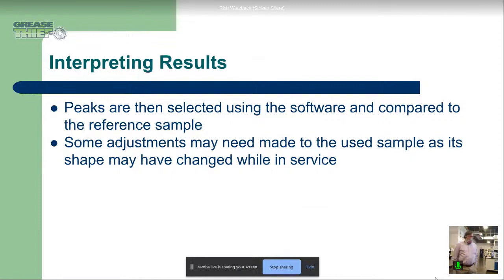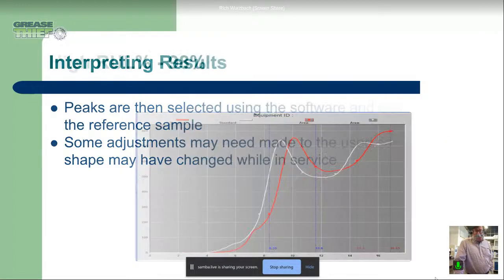And so in a minute here, Dylan's going to show us the test itself, which will be good, and then we're going to go into interpreting the results. The results are about looking at the peaks. We select those peaks using the software, compare them to the reference sample, and give it as a percentage of remaining antioxidants for each of the peaks identified in the new grease. And sometimes we make some adjustments to the used sample as the shape of the peak may have changed, and we want to make sure that we're fully representing that.